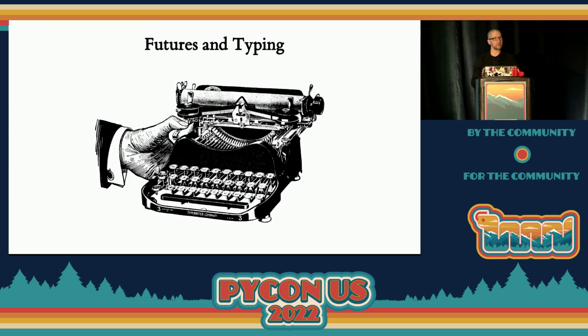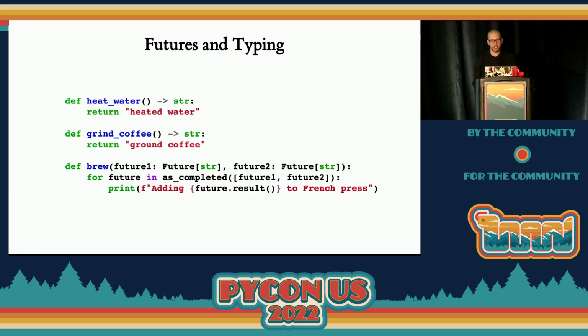Of course, it's not really modern code yet because we don't have any type annotations. Here I've annotated the return types of heat water and grind coffee. And if you have a future that resolves to a certain type, you just subscript it like this. So this will be a future string. And then the type system knows that when you call future.result, that will be a string, or it will throw an exception.